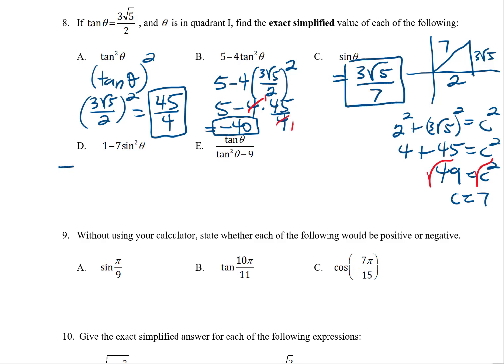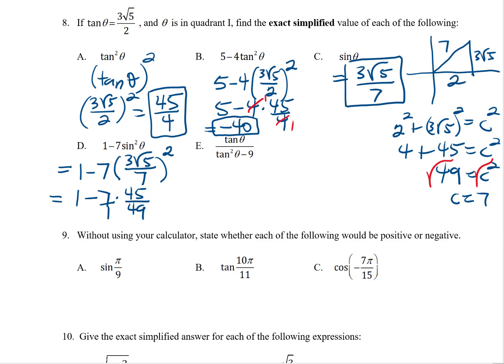This makes part D pretty simple. I just need to fill in the 3 root 5 over 7 when I get to sine theta. I'll be squaring that entire sine theta ratio. Let's see, what will I get? 3 root 5 times 3 root 5, there's that 45 again. And 7 times 7 is 49.